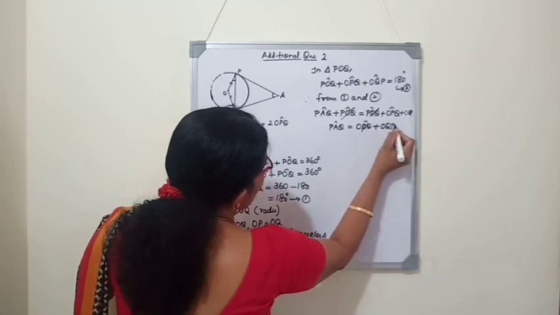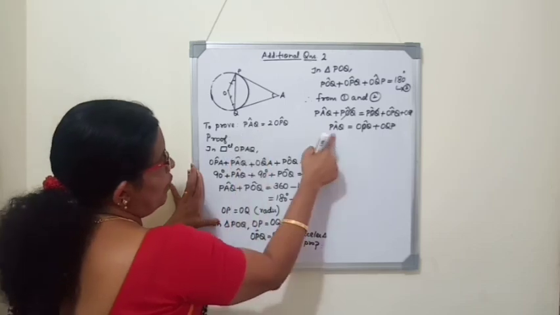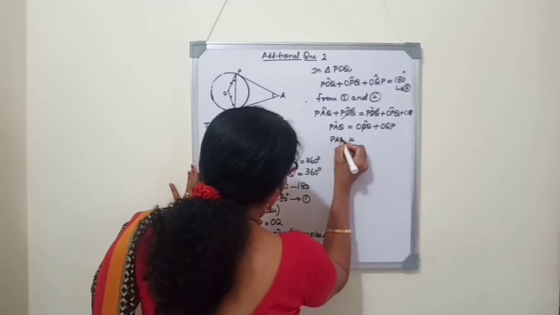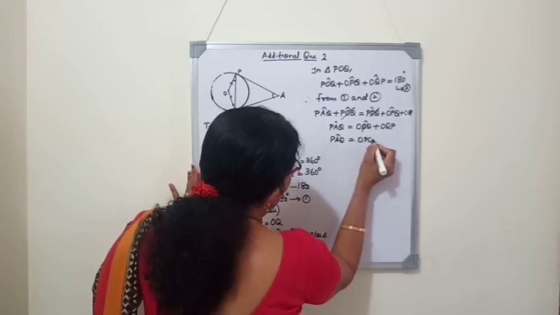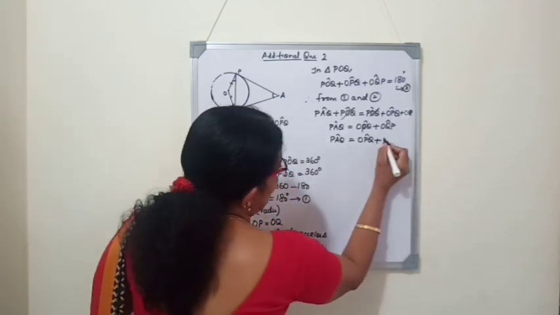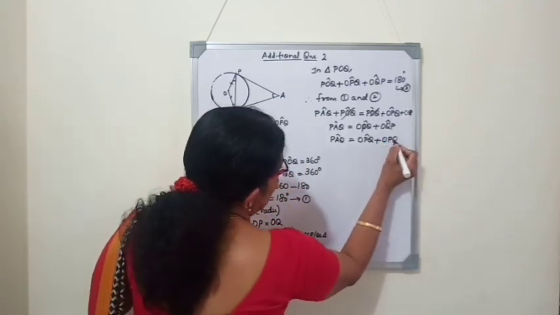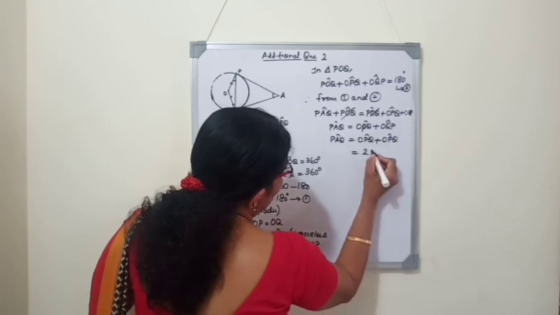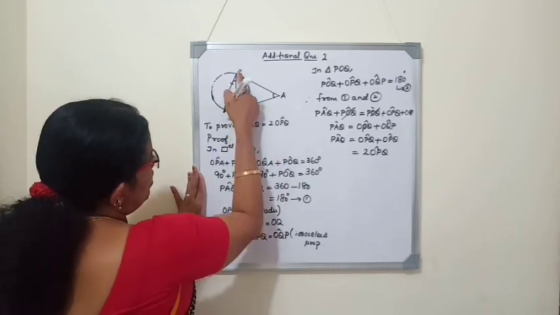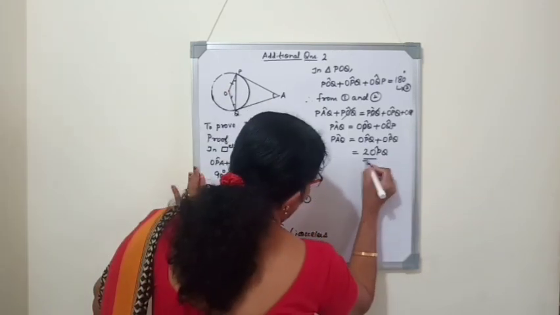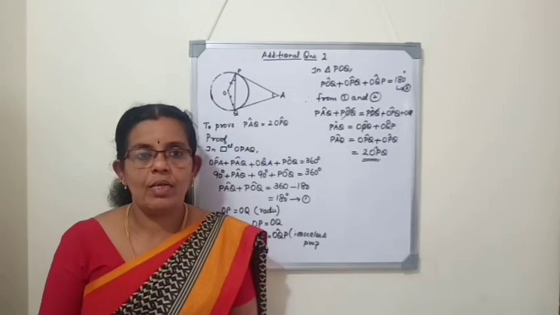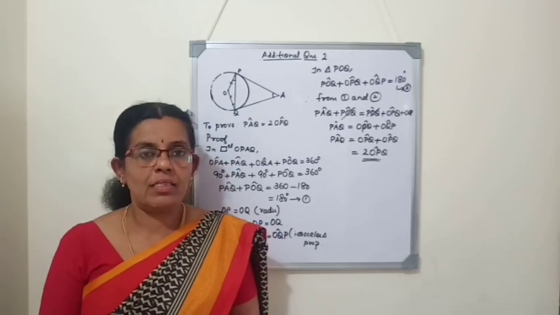But what we wanted to prove? We wanted to prove that PAQ is equal to twice OPQ. So we will write PAQ is equal to OPQ plus, instead of OQP, what can we write? OPQ. Both are same. We already proved it. So OPQ plus OPQ equals 2 OPQ. So we proved that angle PAQ is equal to twice angle OPQ. It's a very, very important question repeated in the final exam. With this, we have completed this chapter. Thank you.